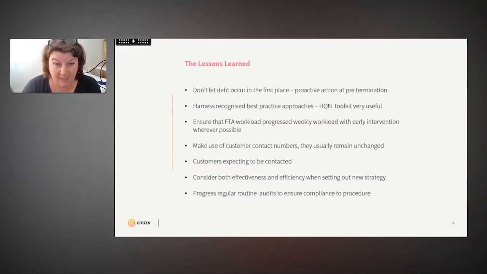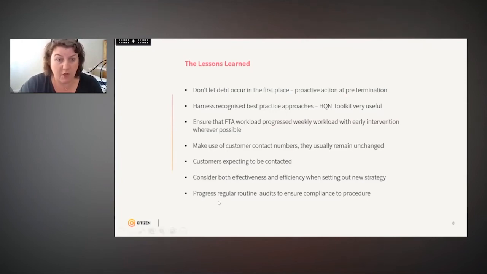Largely customers are expecting to be contacted, but also consider the effectiveness and efficiency of processes when you're setting out a new strategy. The Rolls-Royce approach would be to manually attempt to contact every single customer, but we couldn't afford to do that. We knew we didn't have the time to do that. That would detract from our approach to current tenant arrears. So considering, is it effective, but actually is it efficient to take that approach, was really key for us.